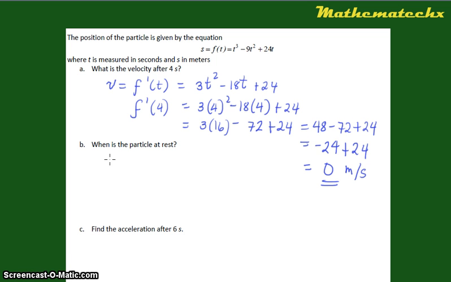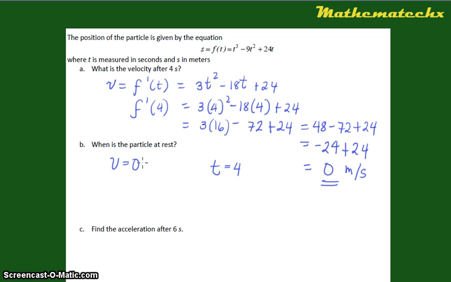Now in letter B, when is the particle at rest? The particle is at rest whenever the velocity is equal to 0. Note that in letter A, when we solved the velocity after 4 seconds, we found that the velocity is 0 at 4 seconds. So one of the times that the particle will be at rest, we already know, is t equals 4. But how do we know this exactly?